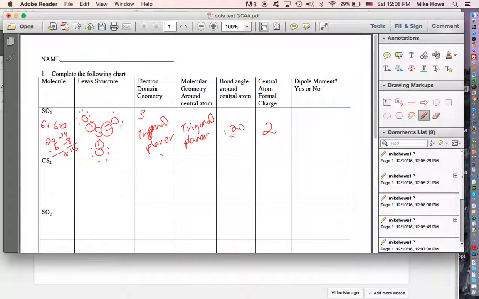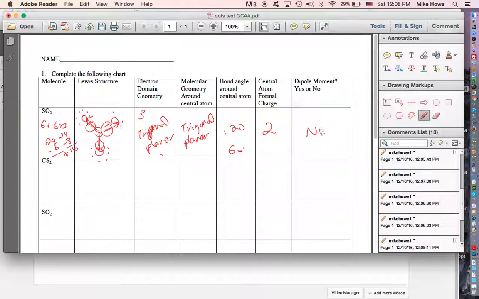The central atom formal charge is 2, and the reason we know that is because we've got 6 minus 6 for the sulfur. So half of the shared electrons, there are 2, 4, 6, 8 shared electrons, so 6 minus 4. There are no unshared electrons around the sulfur, so the formal charge is 2. Dipole moment, no, because the electrons are going to go this way, and that way toward the more electronegative element. So if these were forces, the sulfur would not be moving because you'd be pulling at equal distances from the sulfur, always out. All right, so dipole moment, no.